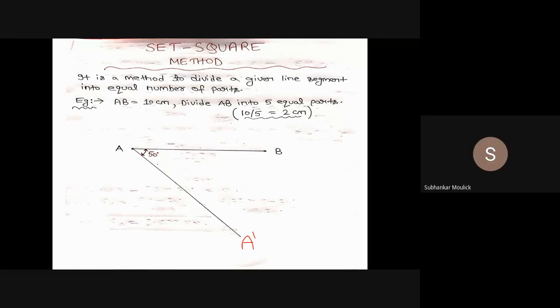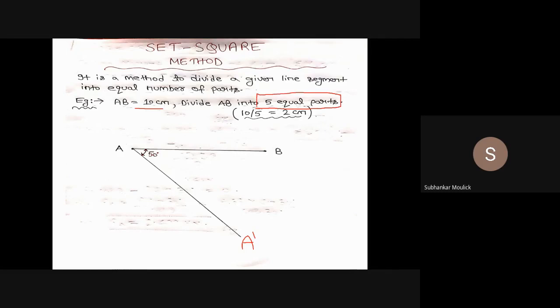Yes, sir. Fine. Okay. What will be the length of A dash? Infinitely long line. I don't know the length. Just draw an infinitely long line for A dash. Now my question is, I have to divide this 10 centimeter line into 5 equal parts.